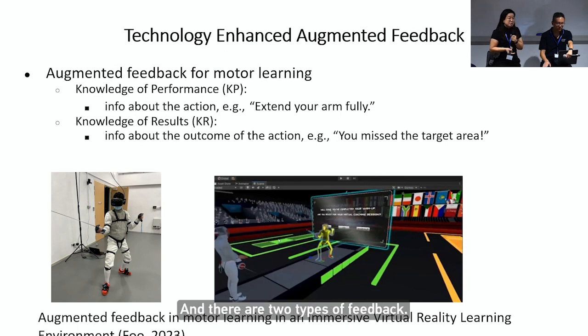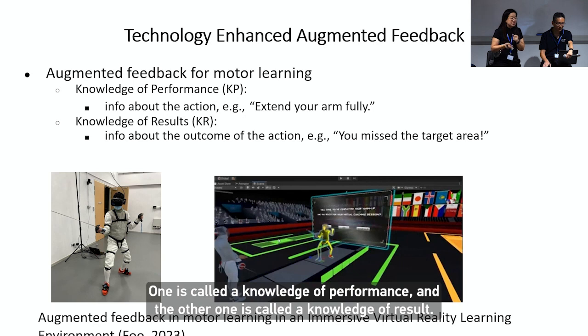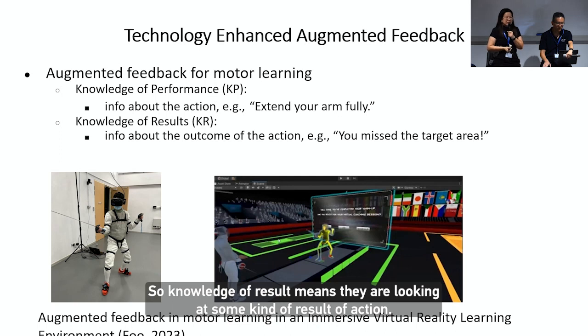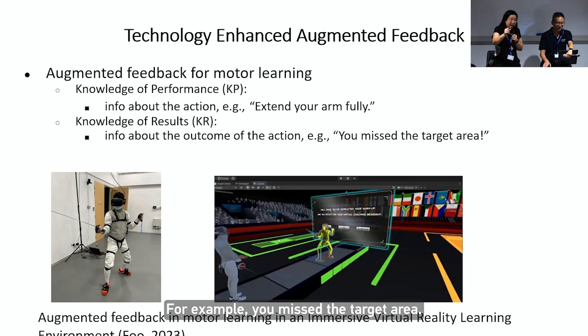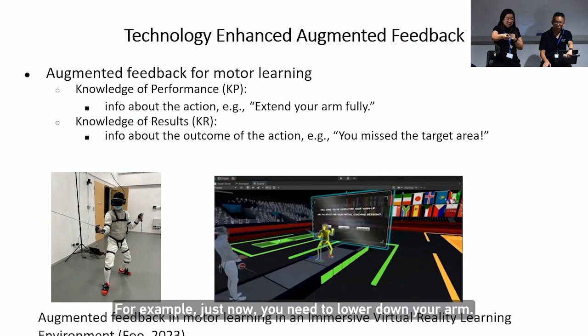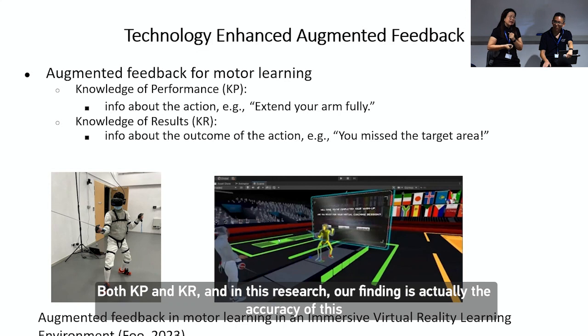And there are two types of feedback. One is called knowledge of performance, and the other one is called knowledge of result. So knowledge of result means they are looking at some kind of result of the action. For example, you missed the target area. So we are telling the learner you missed that. And we also provide feedback on knowledge of performance. For example, just now, you need to lower down your arm. So we are providing both KP and KR feedback.